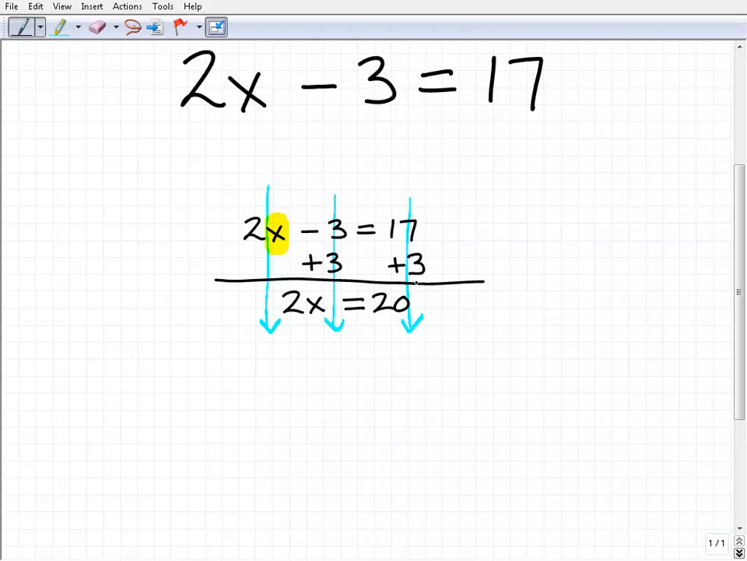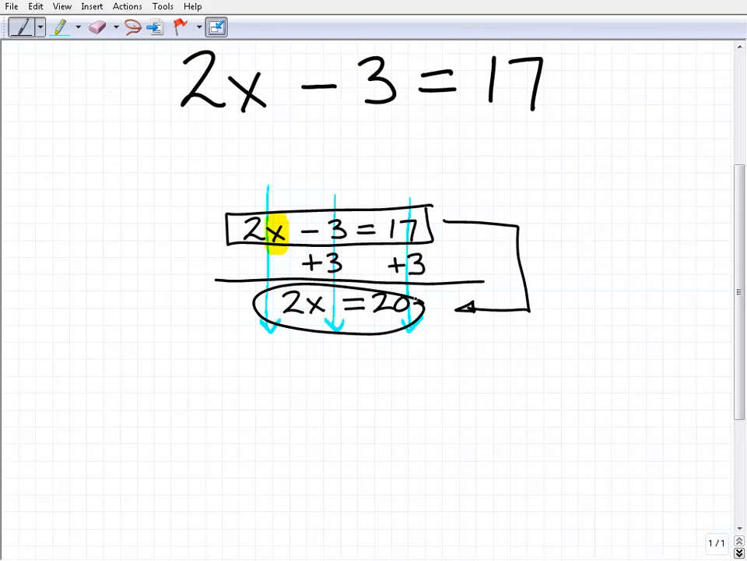Okay, so what we've done is we've taken this equation here and essentially rewrote it in a different way, in an easier way to solve. So if I gave you the choice to solve 2x minus 3 equals 17 or 2x equals 20, you'd probably say, hey, I'd like to solve this equation. Both of these equations are equivalent. And that's the thing when you're solving equations: you're essentially rewriting equations in an easier and easier format, but they're the same equation.